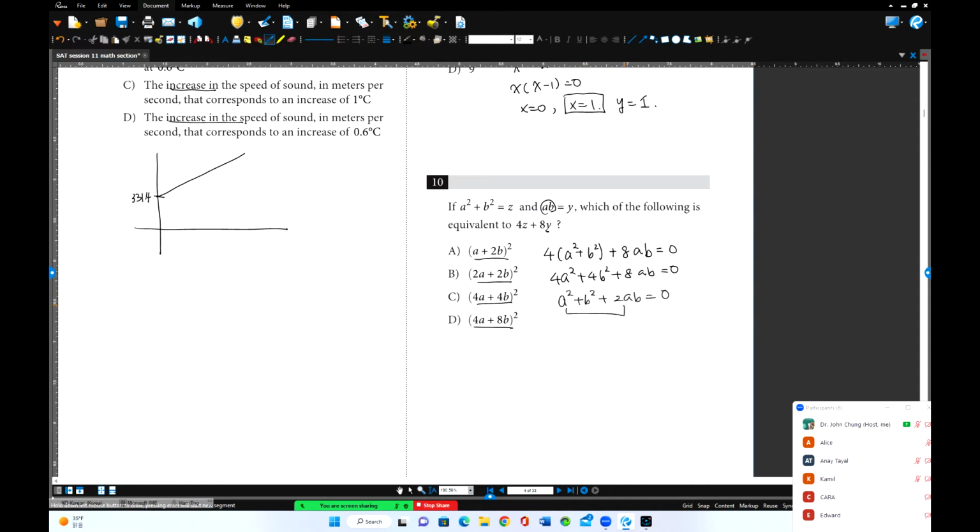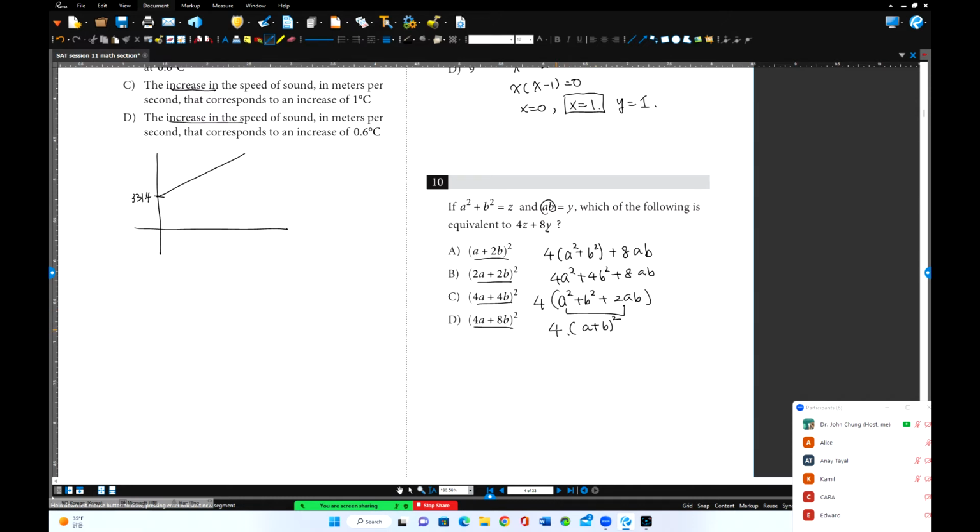Or this one. This one is what? (a plus b) squared equals 0, right? Something like this one. But this one, we don't need the equation, okay? So (a plus b) squared. Okay, we're not going to solve the equation. We're going to change the form, so we still need this one, okay?